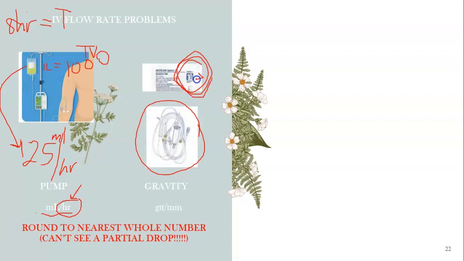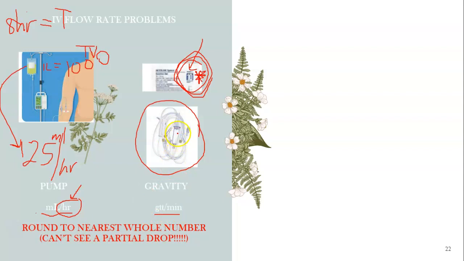Okay, so I want to check what my tubing package number is, because this tells me there's 10 drops for every mil of fluid. If there's 10 drops for every mil of fluid, that's how I know what I need for this. Okay? So when it's going to go by gravity, you want to know the drops per mil so that you can adjust it to how many drops per minute you're seeing in this drip chamber.